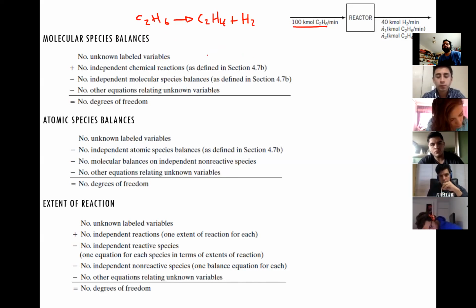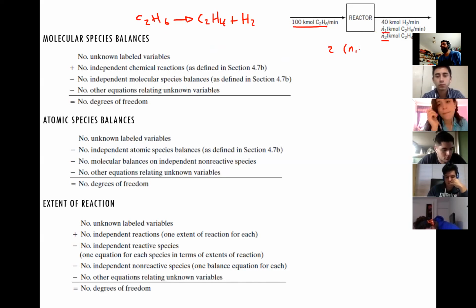Okay, so the number of known variables. If you see the diagram, we only have N1 and N2 as known variables, right? So we have two variables, N1 and N2. Number of independent chemical reactions: we have one chemical reaction, that's it.